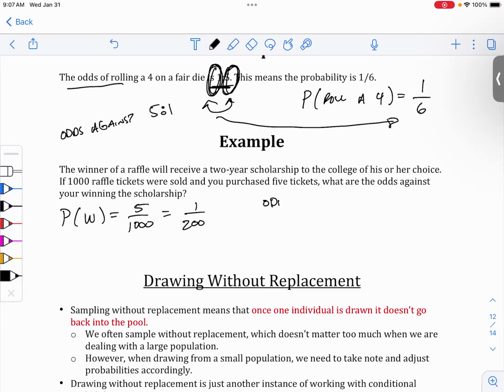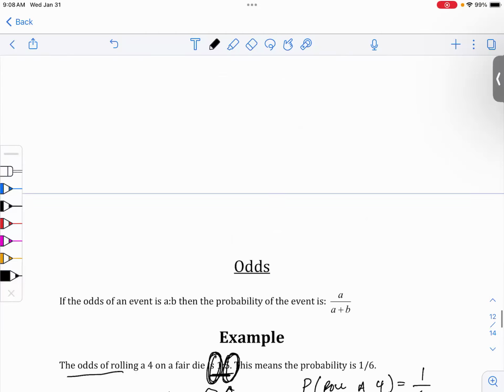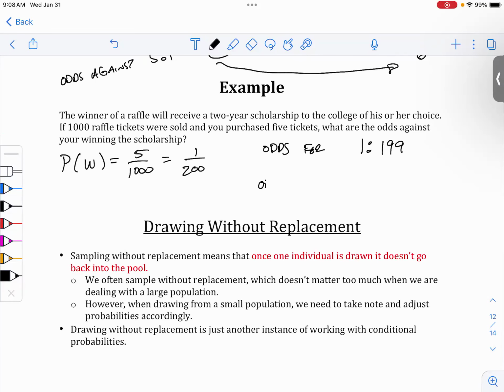So the odds for this, there's one possibility you win the scholarship and 199 you don't. All right, because again, 1 plus 199 makes our denominator, which is 200. The odds total all the possibilities that can happen. And since we were actually looking for odds against, all we have to do is flip it. 199 against to 1 possibility for.